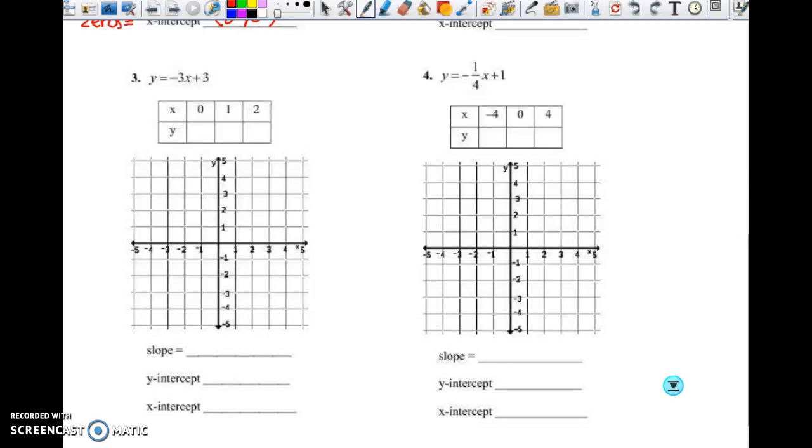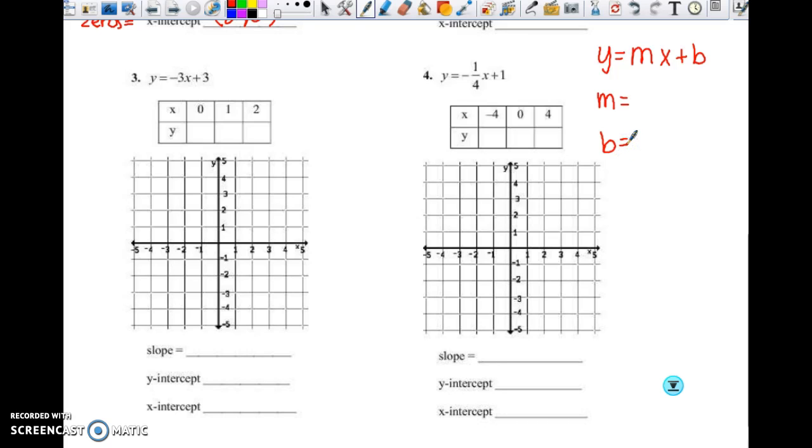Okay, so the next one I'm going to do for you guys is number 4. So here we're looking at the equation y equals negative 1/4 x plus 1. Remember, we're learning to graph slope-intercept forms. Y equals mx plus b. Why is it called slope-intercept? That's because the m is my slope and the b is my y-intercept, right?